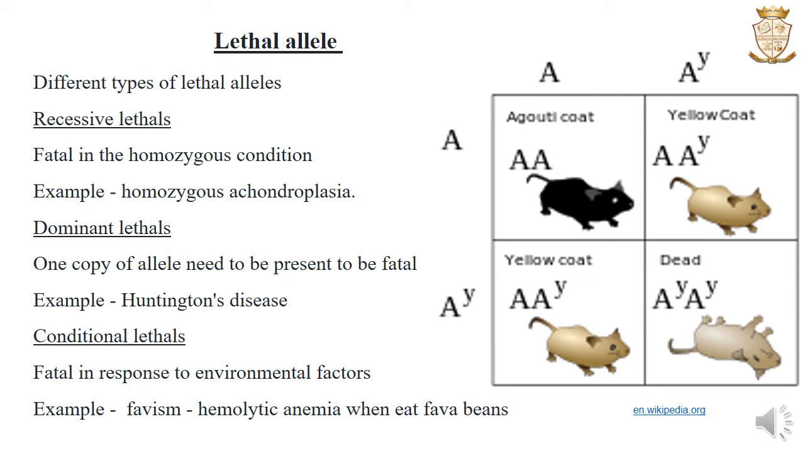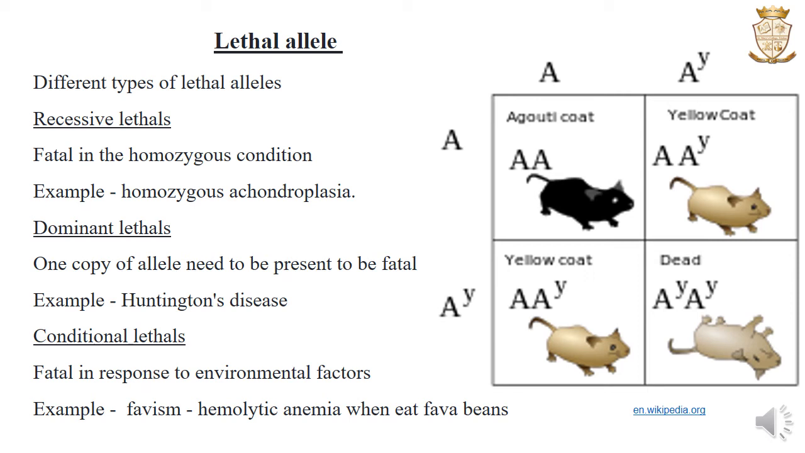Next is dominant lethal alleles. These are alleles that need to be present in a single copy to be fatal. And generally these alleles are not commonly found in populations since they result in the death of the organism before it can transmit its lethal allele to its offspring. The example is Huntington's disease, which is a rare neurodegenerative disorder.